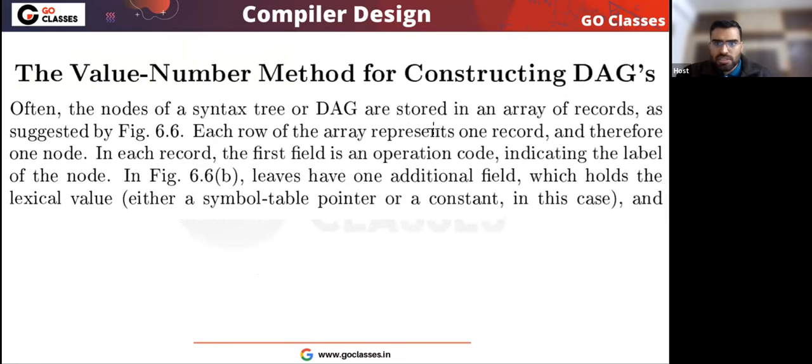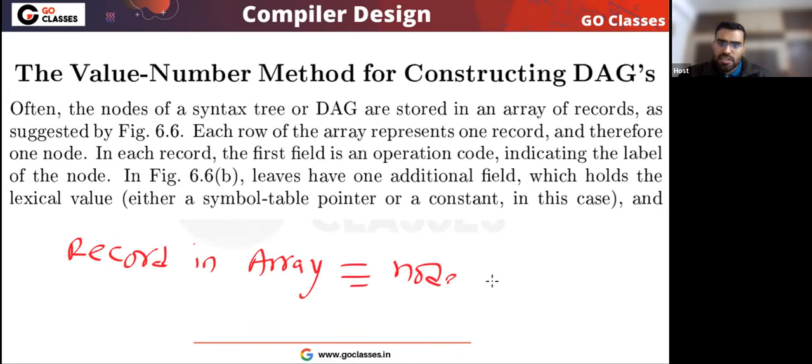So you can notice here the DAG is stored in an array of records. Every record is a node. Remember, array of records. Each record is a node in the array. I can say a record in the array simply means a node in the DAG.